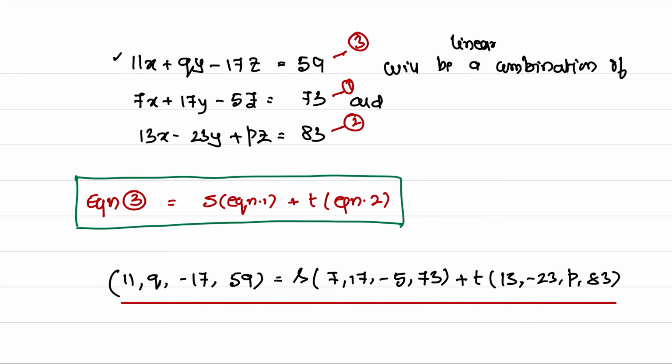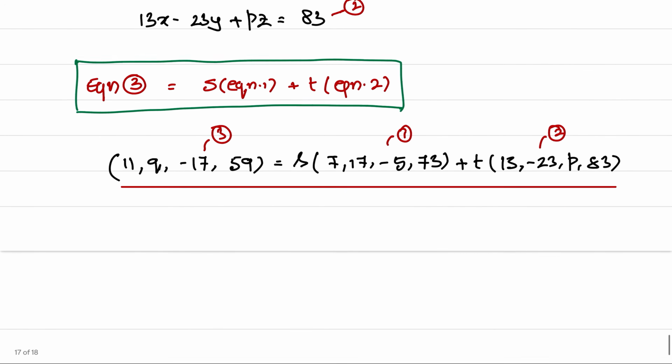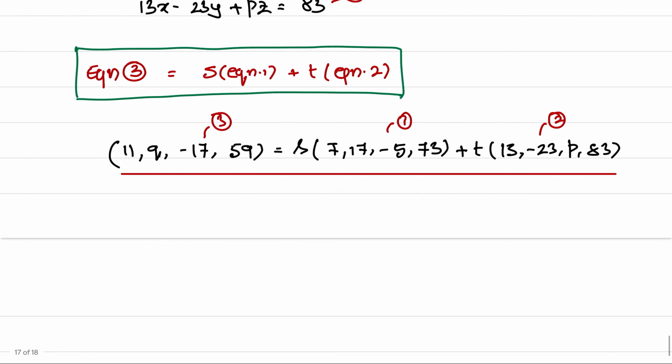For linear dependency of the third equation on first and second: this is the first equation, this is the second equation, this is the third equation. Third equation is equal to S into first equation plus T into second equation. Now, x coordinates, these are all x coordinates 11, 7 and 13.